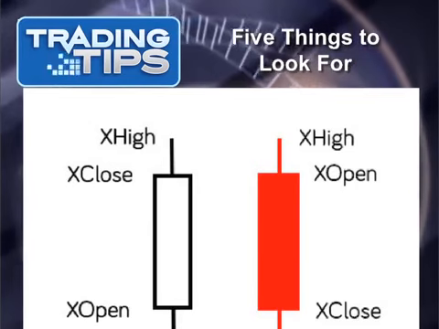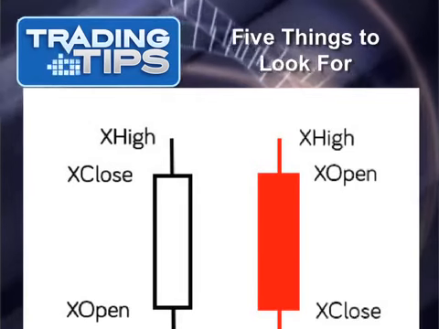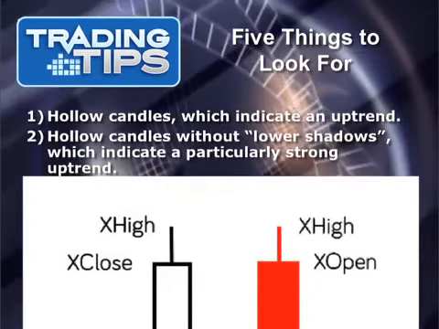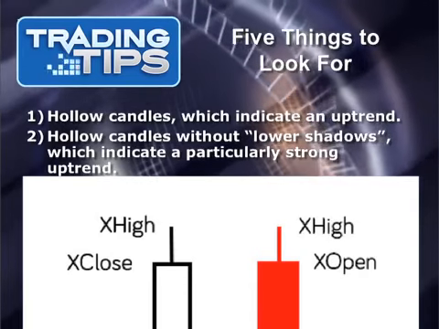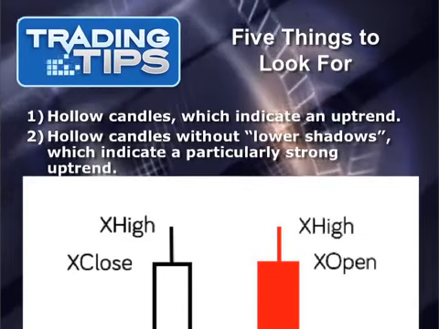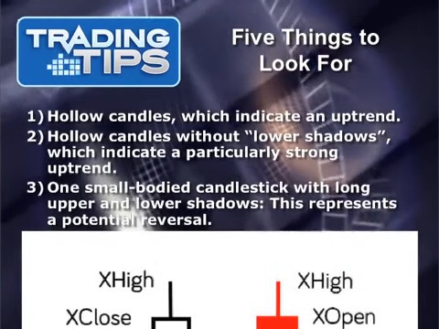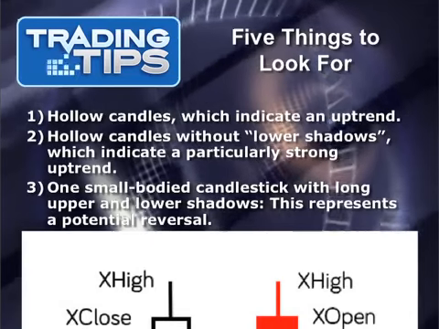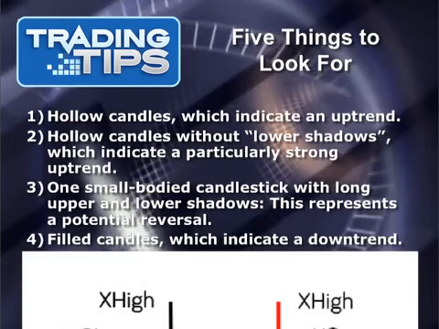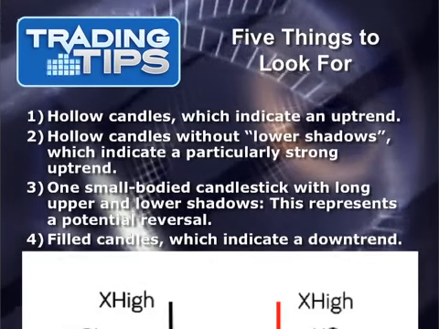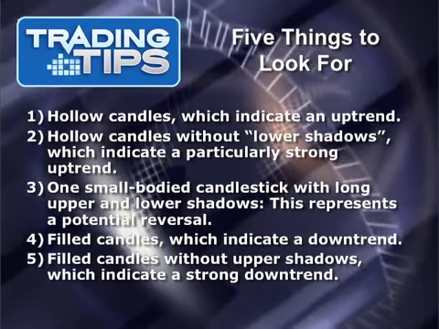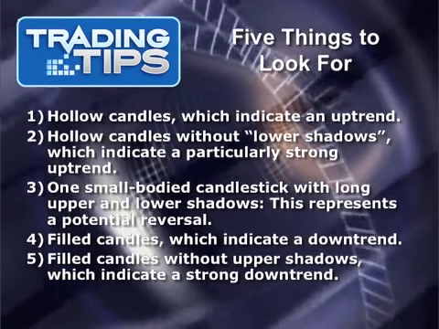There are 5 things we're looking for when looking at Heikin Ashi candlesticks, and they are: 1. Hollow candles, which indicate an uptrend. 2. Hollow candles without lower shadows, meaning they're just the box with no tail on the lower end, and these indicate a particularly strong uptrend. 3. One small-bodied candlestick with a long upper and lower shadow. This represents a potential reversal. 4. Filled candles, and they represent a downtrend. And 5. Filled candles without upper shadows, which indicate a strong downtrend.